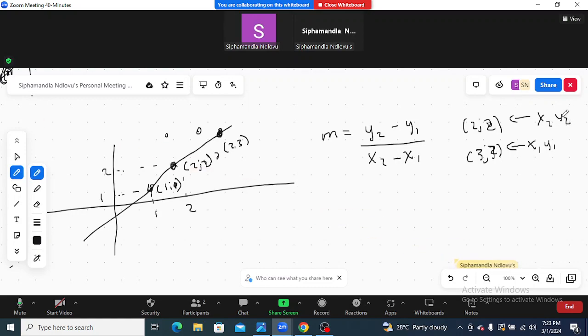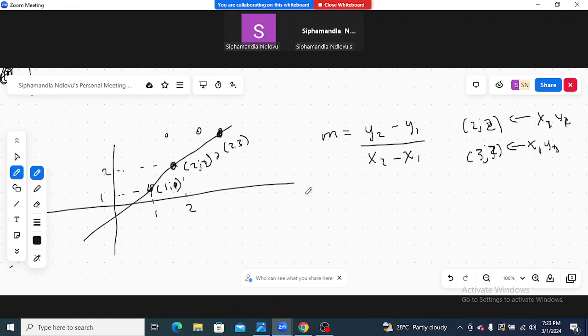The mistake that people like to make is that they say maybe this is the x1 and this is y2, and then on top they say this is x2 and this is y1. No, no, no, no, no, no. The coordinates that you are selecting will be y1 and x1, and the second one will be x2 and y2. Any question on that point?